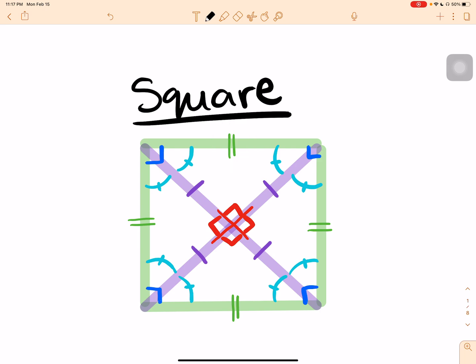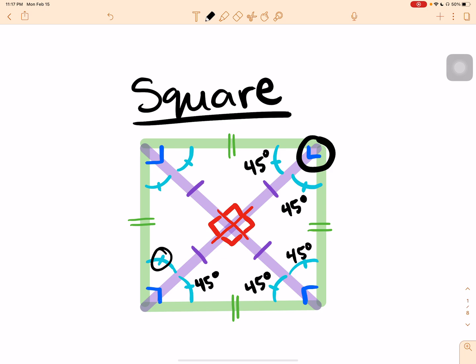Also, the diagonals bisect these 90-degree angles directly in half. So that means that all of these angles in here are 45-degree angles because they are cut perfectly in half. You can see with the little dash mark that means that they're each equal to each other here and here. So they are all 45-degree angles because that is half of the 90-degree angle that we have there. Okay, so that's super important.